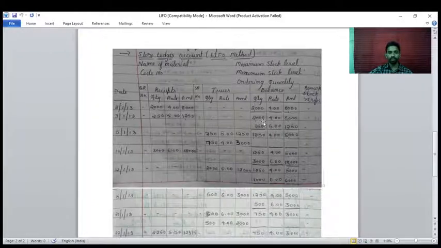Take 750 units from the 2000, at the rate of 4, the amount is 3000. Again we have to maintain the stock. The last stock is finished because we issued it in full. Out of the 2000 units we issued 750 units, the remaining 1250 units is the balance, at the rate of 4, the amount is 5000. So it's clear on this date.